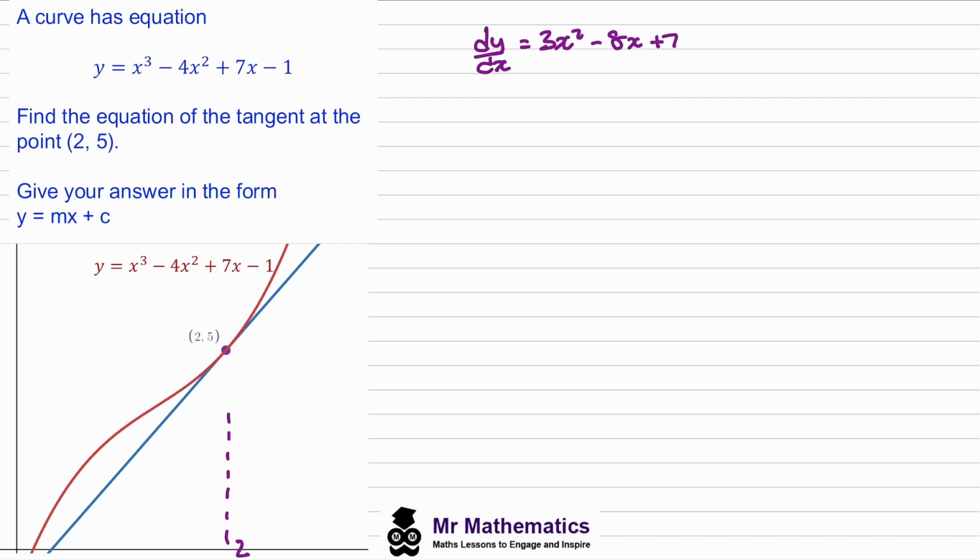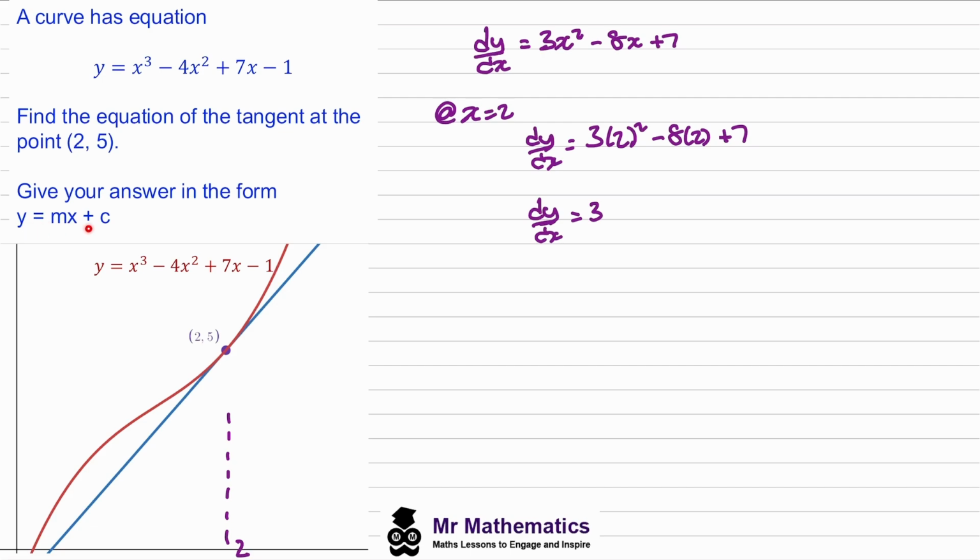Now what that means is, if we know the value of x at any point, we can substitute that value of x into here, and that will give you the gradient of the curve. So we're told that x is equal to 2, where the curve touches the tangent. So at x equals 2, dy by dx will be 3 lots of 2 squared minus 8 lots of 2 plus 7. So dy by dx will equal 3. So now we know the gradient of this tangent is 3.